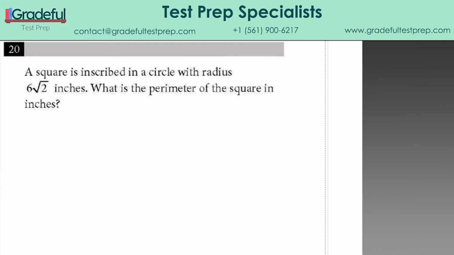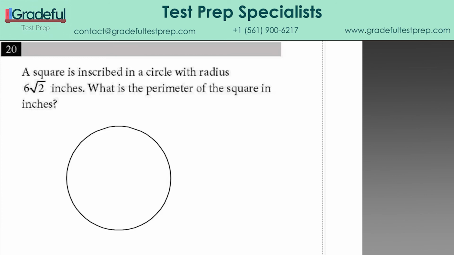Now question 20 is asking us about a square inscribed in a circle. So let's draw a circle, and then we're going to place a square inside of it. And we know that the radius of the circle is 6√2. So let's go ahead and draw the radius as it pertains to this shape, and that's right here. This is the radius that kind of matters for us, and it has a length of 6√2. If we take that radius in the other direction, we have another 6√2.